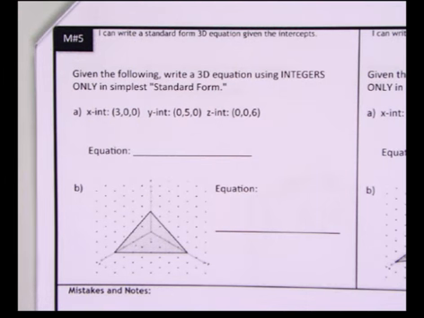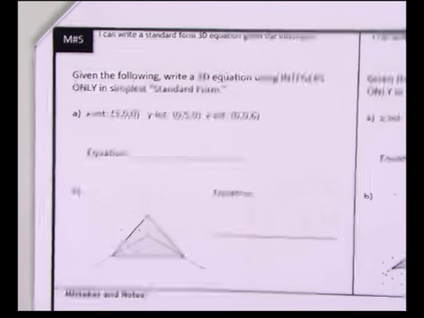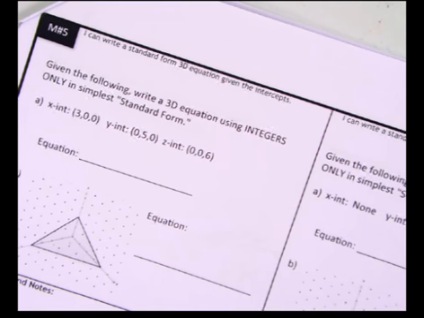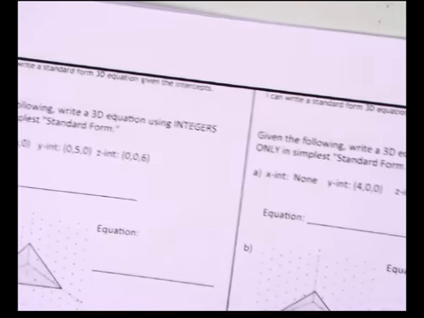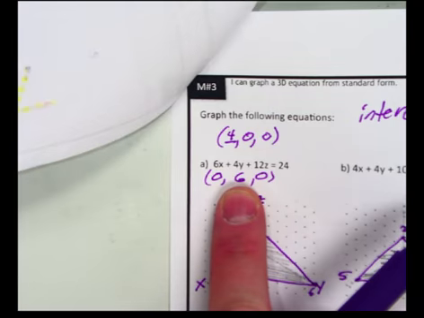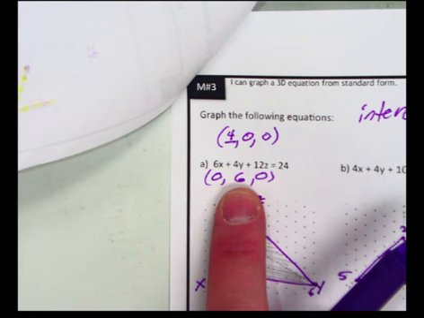All right, target number 5: given the following, write a 3D equation using integers in only simplest standard form. So can you write the equation now? Now we're giving you the intercepts, and you come up with the equation. This is the opposite of what we were just doing. Moments ago, in target 3, you had to find the intercepts in order to graph it. Well, now that I know these, I can work backwards.